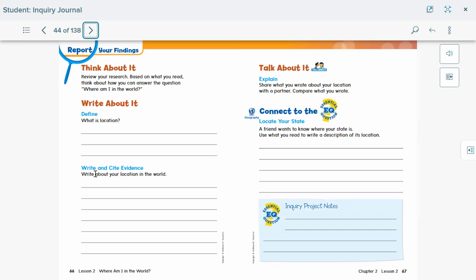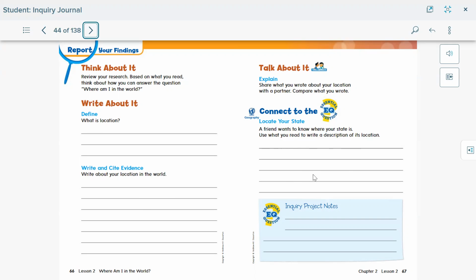All right. Write and cite evidence. Write about your location in the world. So you can write about what state or country or continent. You can write about even the location, like the classroom location, or if you're at home, you can write which state, which area in that state, or the country or the continent that you're living in.